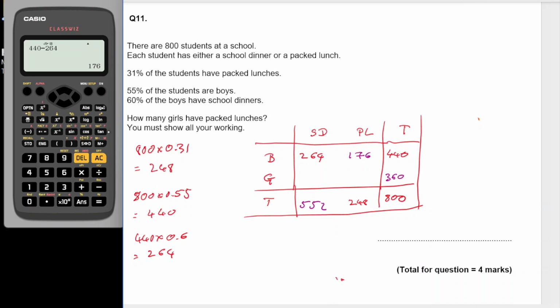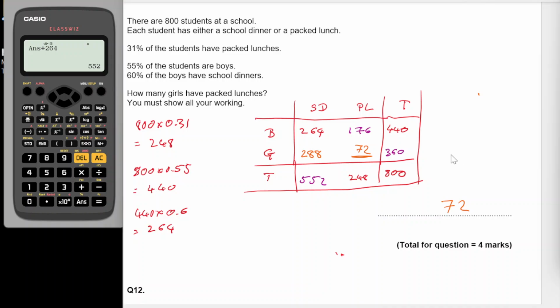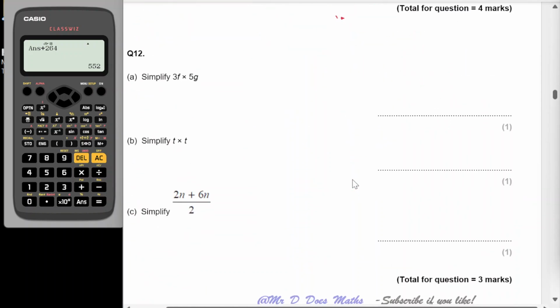And actually, let's just think, how many girls have packed lunches? So the one that I'm actually after is this total here, so I don't need to work this one out. So let's do 248 minus my last answer, so 72. But it makes sense to do a check, so I can do 360 minus that answer, so that should be 288, and this is just a check. And then 288 plus 264 should equal 552, so that gives me a good indication that I got that right.